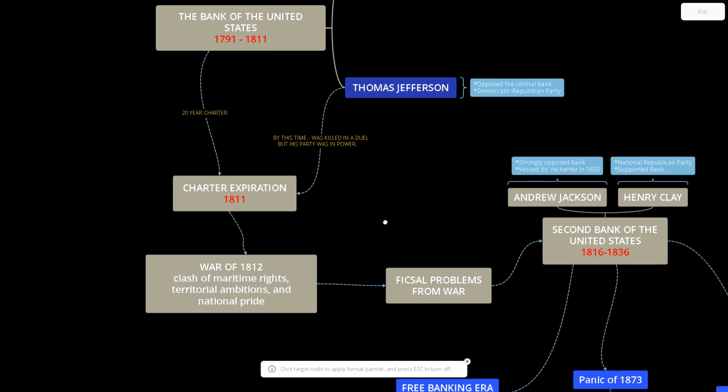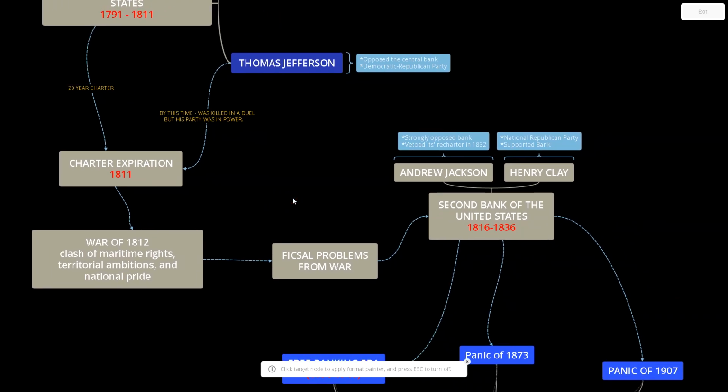Now, obviously, because of the war, fiscal problems arose. Due to that fact, this led to the creation of the Second Bank of the United States, where again we had two opposing parts of the story. We have Andrew Jackson's side, who strongly opposed the bank, and he actually ended up vetoing its rechartering in 1832. Then we have Henry Clay, who was one of the many who supported the Second Bank of the United States, which was the second central bank. And he was part of the National Republican Party. And this bank was established between 1816 and 1836.